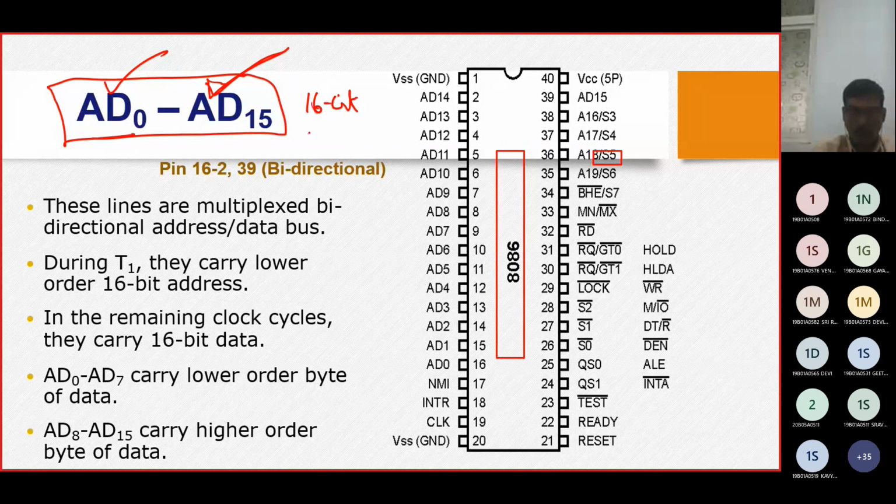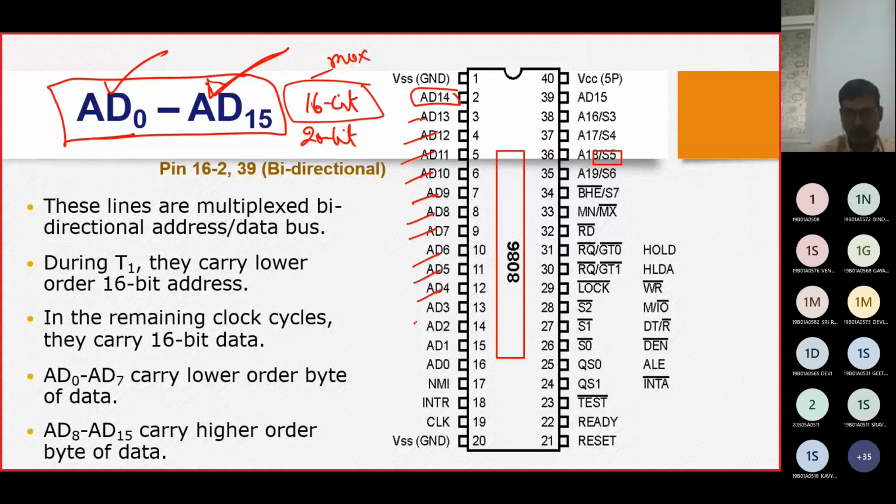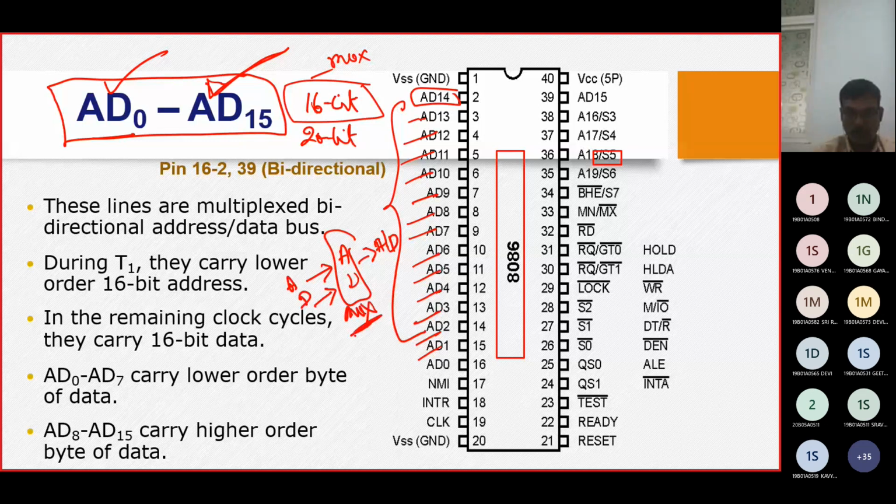In the address bit, we have 20 bits, but the first 16 are going to be multiplexed with the data bits. So you have AD14, 13, 12, 11, 10, 9, 8, 7, 6, 5, 4, 3, 2, 1. So we have this with A, D, and then we have A or D. The inputs are either A or D, and it is going to be a multiplexer. Either address will come or data will come.